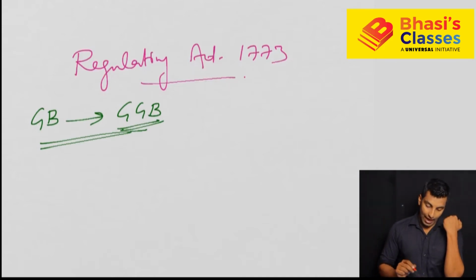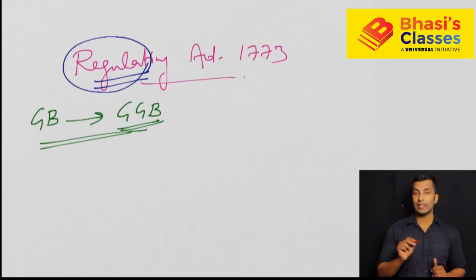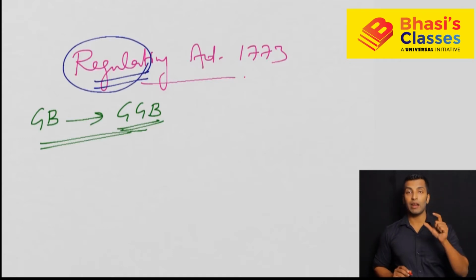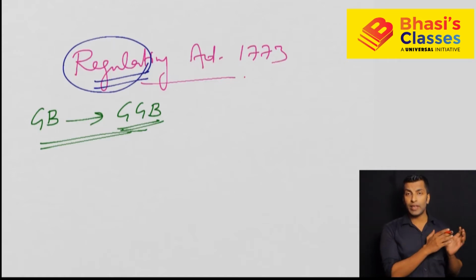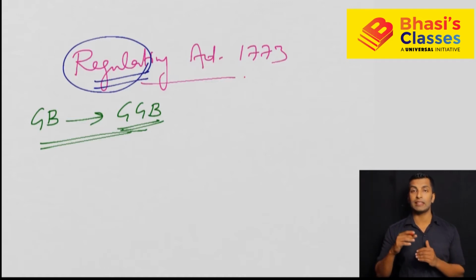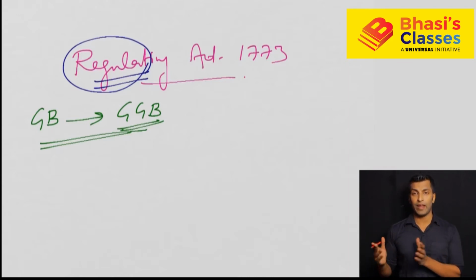Now if you look at this act, as its name indicates, it is basically to regulate. Now who's going to regulate whom is the question. The British Parliament is going to regulate the affairs of East India Company in India, and for that only this act was passed. And you can see in the course of time many such acts were passed, and the control over East India Company kept on increasing through every act, and finally in 1857 the British Parliament directly took over the control of India.